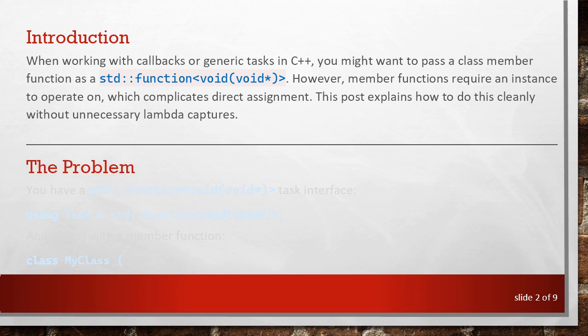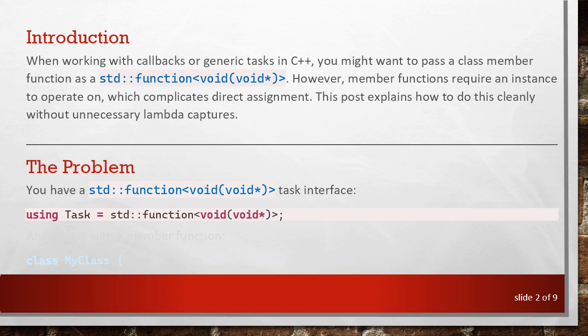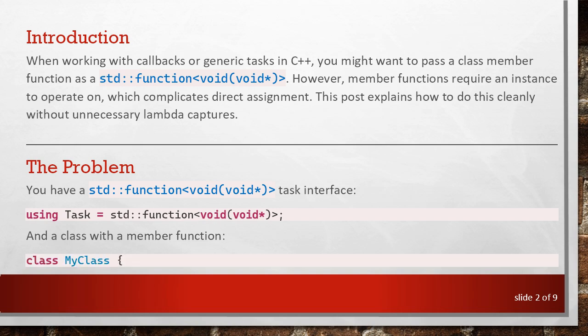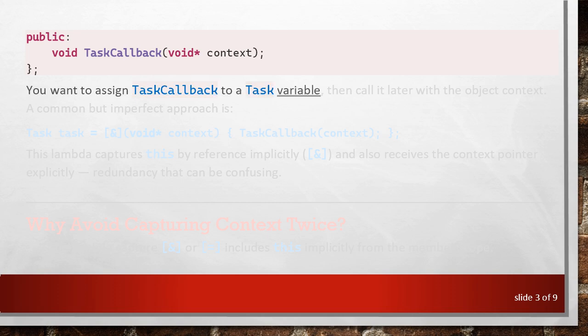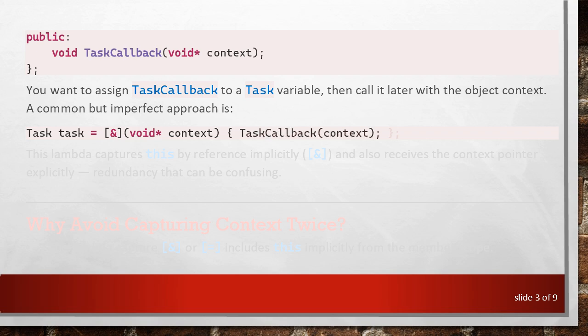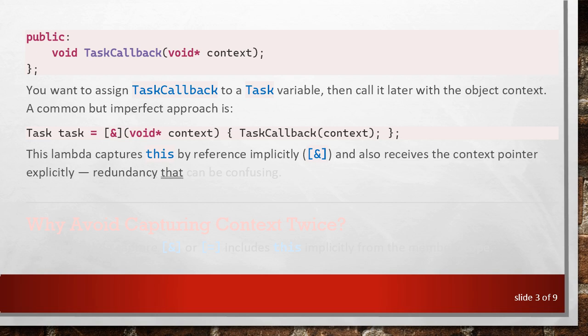The problem. You have a std::function<void(void*)> task interface, and a class with a member function. You want to assign the task callback to a task variable, then call it later with the object context. A common but imperfect approach: this lambda captures this by reference implicitly and also receives the context pointer explicitly, a redundancy that can be confusing.